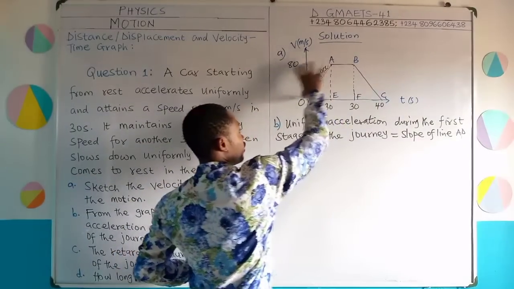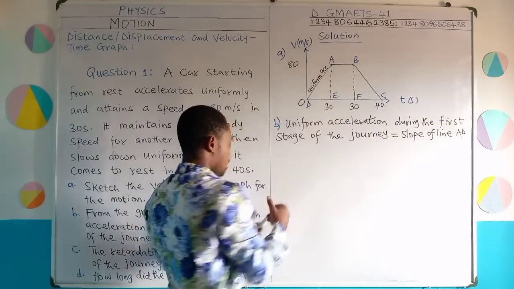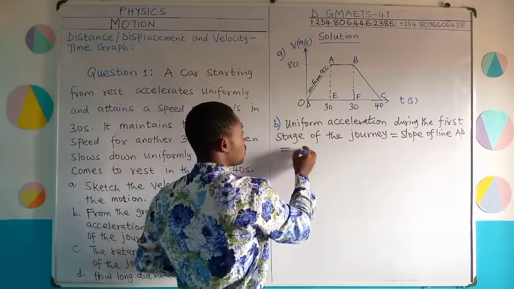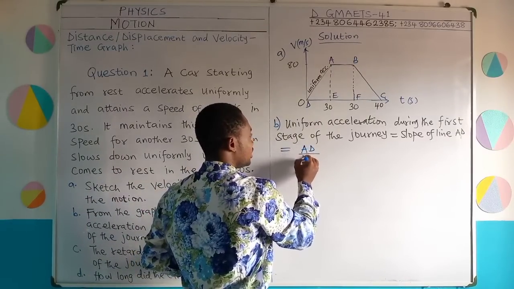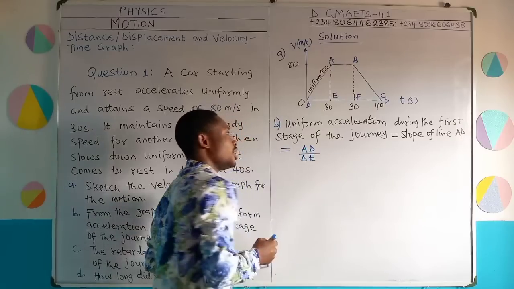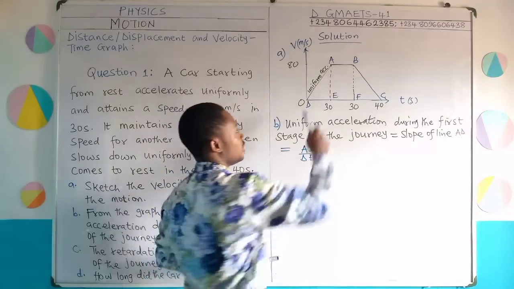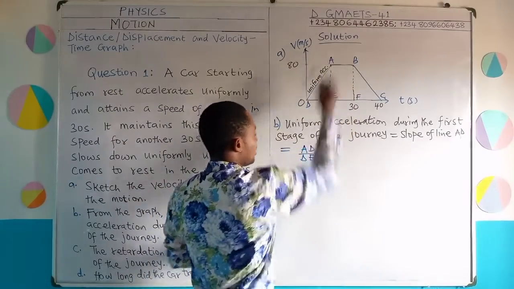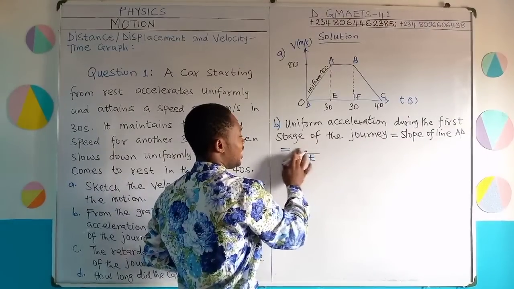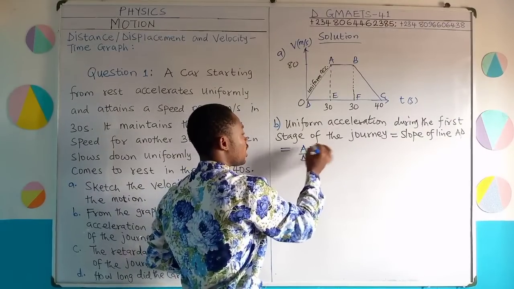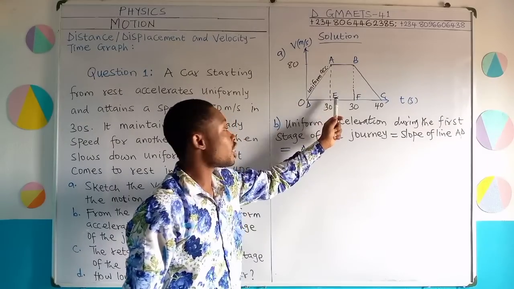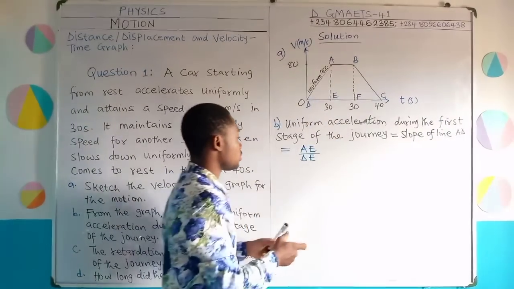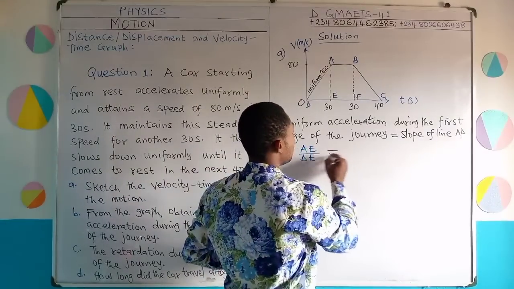That is the change in velocity over change in time. This is equal to AD over DE. Alright, this AD is meant to be AE rather, AE over DE. Slope is AE, the vertical, over DE, the horizontal. So let's see what this is going to be.